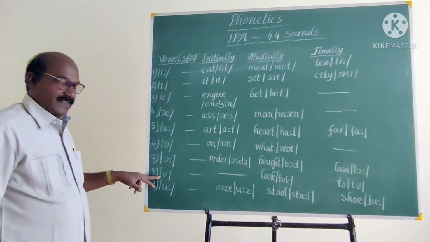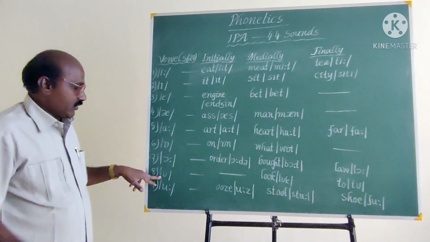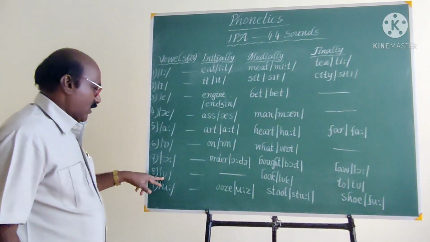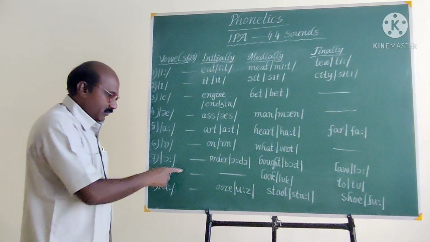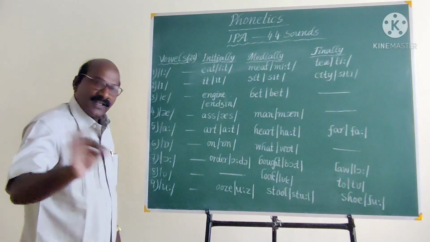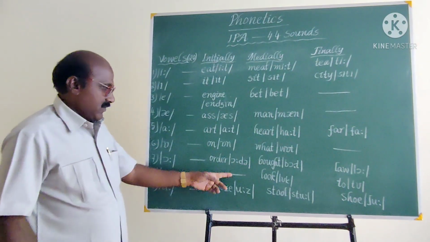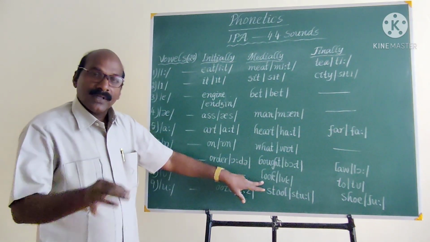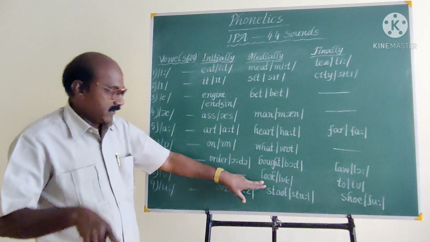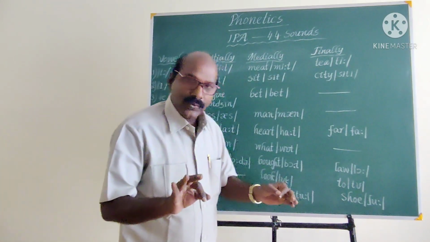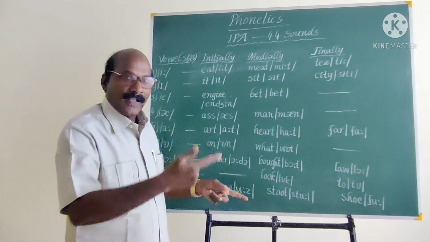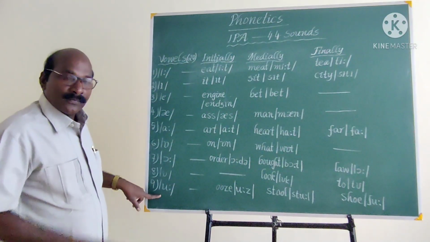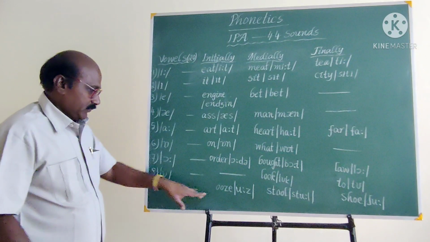And the sound is U, short U. Initially it doesn't occur, and in the middle it occurs, look, and finally, to, finally it occurs. And this is long ooze.